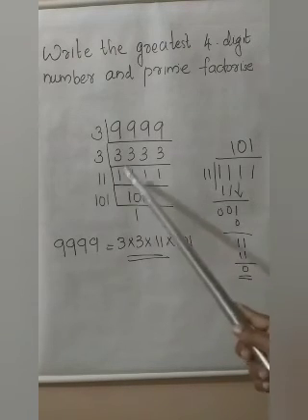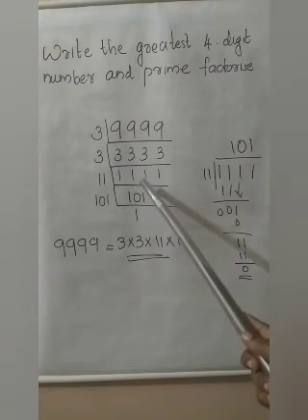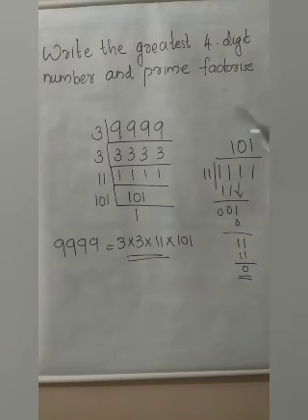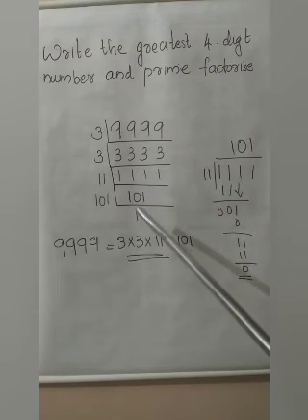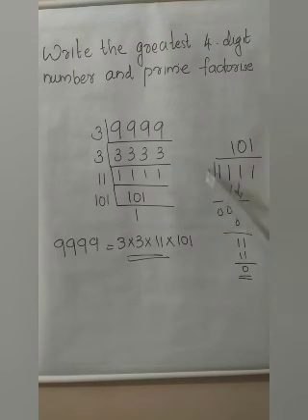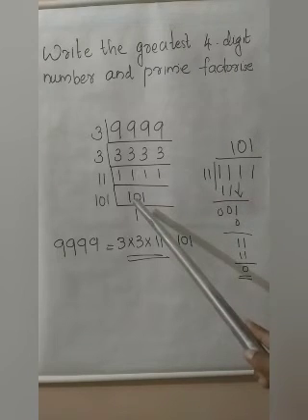So, we don't know 11 into what is this number. So, in that case, you can divide and check. You know 11 is a factor, so you can divide and check. Then you will get 11 into 101 is this number. So, you got here 101.